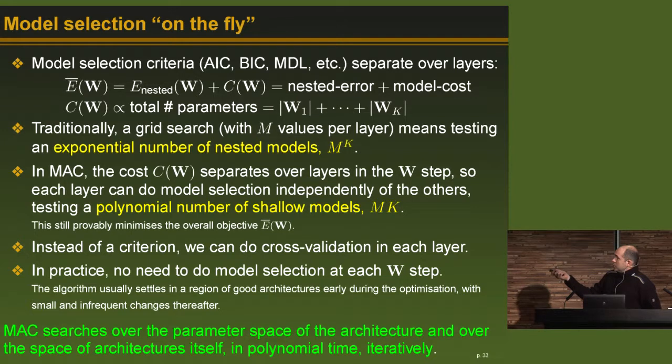That means that instead of having to do a grid search of an exponential number of nested models, which is the usual way to solve this, what we do here is a polynomial number of models, each of which is shallow. And we can do that not at every iteration, we can do that every now and then. So the algorithm is actually searching not just in the parameter space, but also in the space of architectures itself.